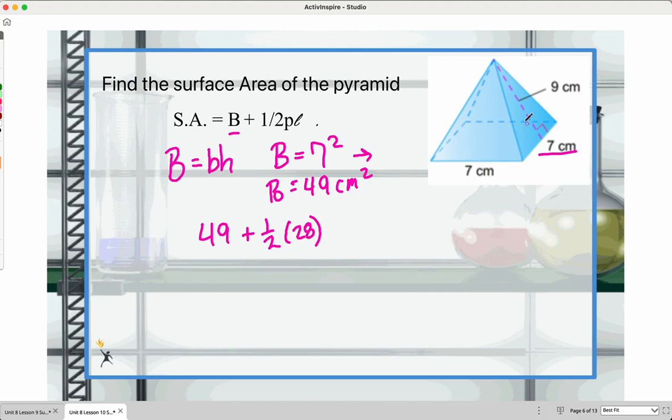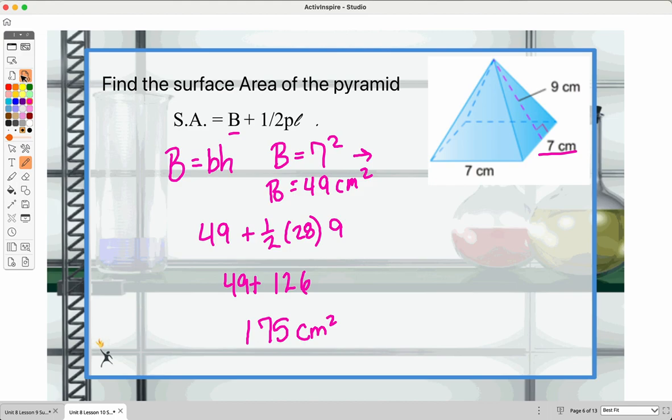And this is where slant length comes in. You can see the slant length is measured right here on the lateral face up on the side, and it's 9. So I'm going to do my math here: 49 plus 1/2 of 28 is 14. 14 times 9 is 126. Then we'll add these together, and that'll give me the surface area of our pyramid. It's 175 square centimeters. Okay. All right, let's do one more together.